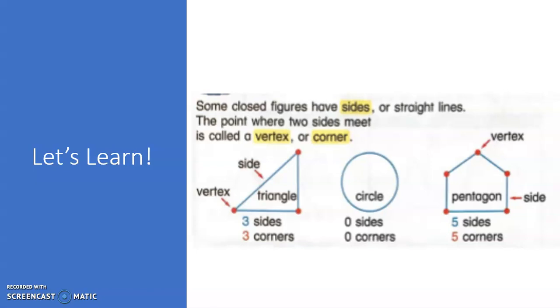The circle is the exception. The circle has 0 sides and 0 corners. There are no straight lines. There are no points where two lines meet. It's circular, so it has 0 sides, 0 corners. And then the pentagon we see also has 1, 2, 3, 4, 5 vertices or corners, and it has 1, 2, 3, 4, 5 sides. Remember, sides are the straight lines, vertex or the corner, whichever word, they mean the same thing. Those are where the two sides meet.